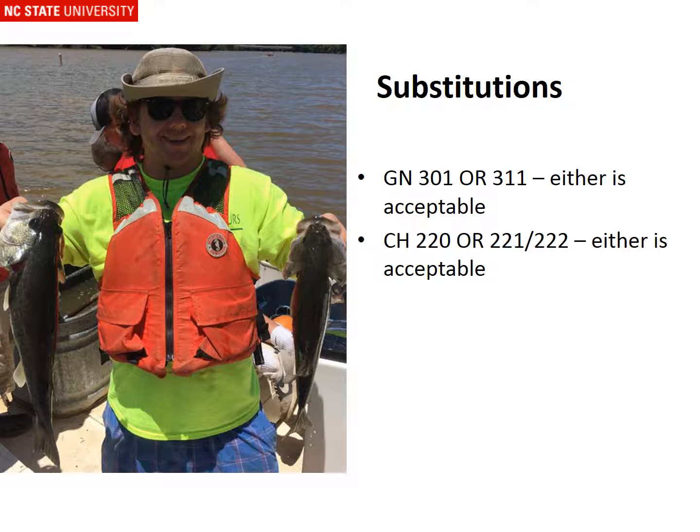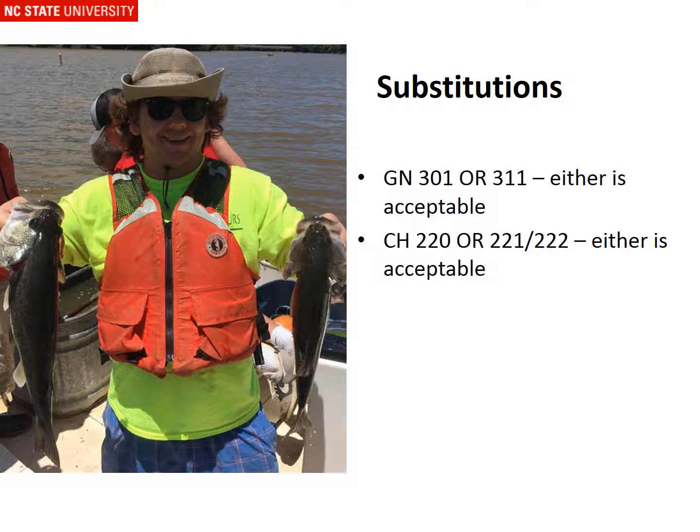Everyone is required to take a genetics class and an organic chemistry class. Some of you will have Genetics 301 listed on your degree audit, some of you have 311. Similarly, some of you have 220 for chemistry listed, some have 221, 222. For both of those requirements, either course is okay.